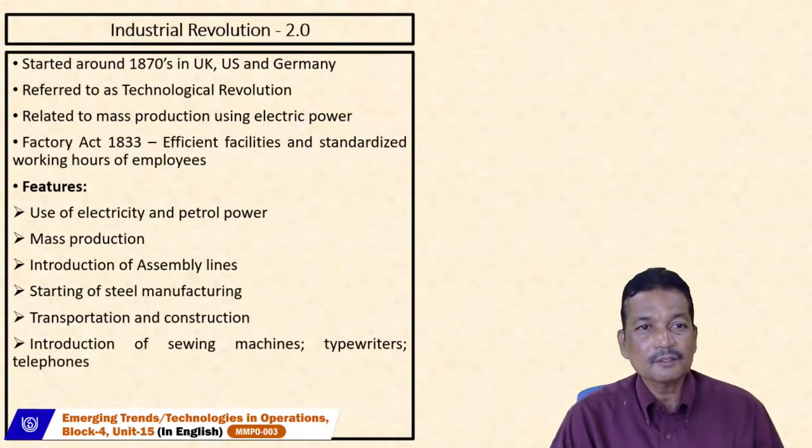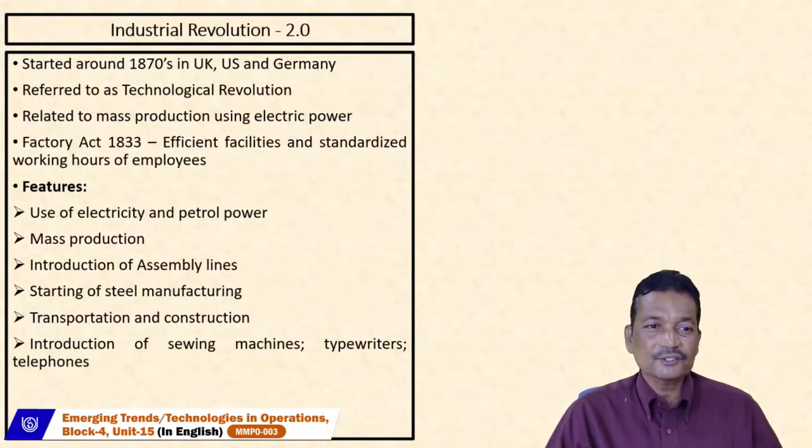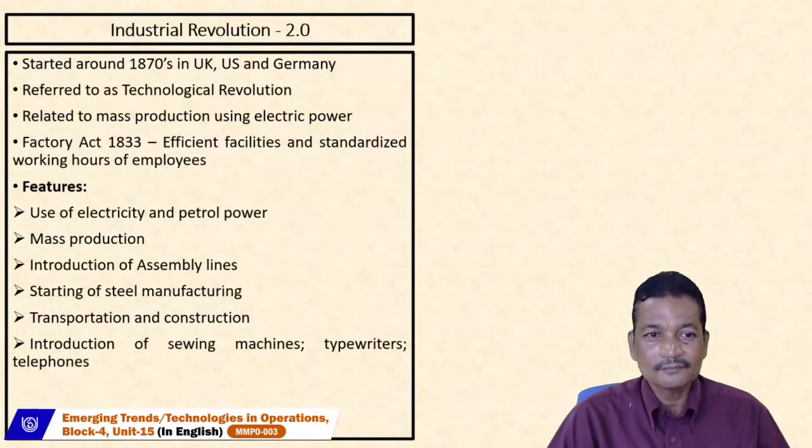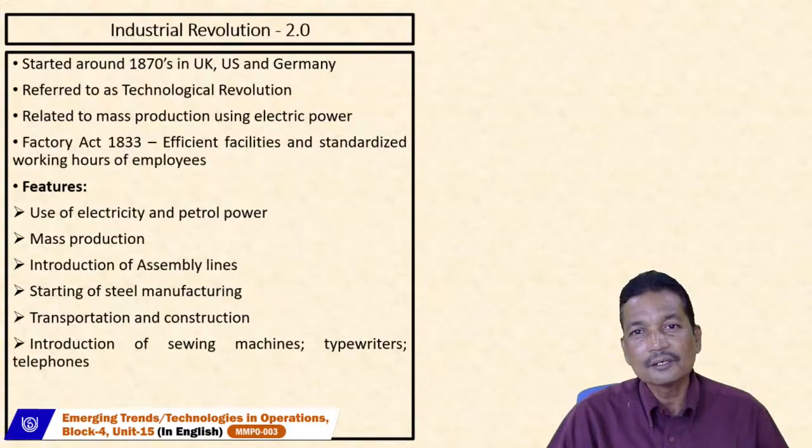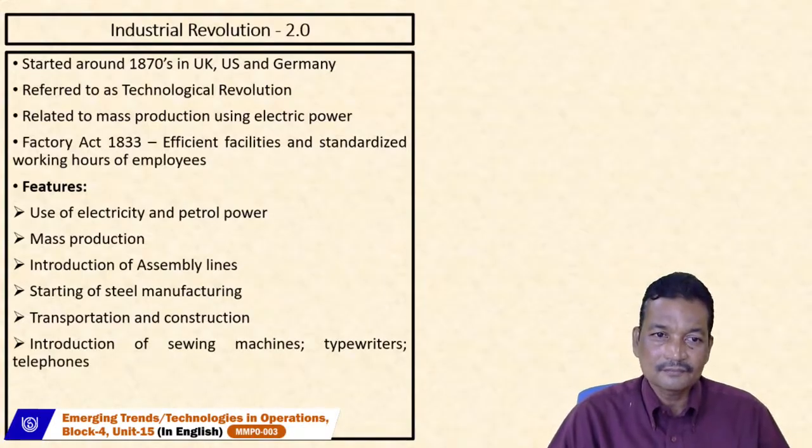Now let us look at some of the features of the Industrial Revolution 2.0. In the first Industrial Revolution, we started using the steam power. But in Industrial Revolution 2, the things changed: instead of steam power, industries started to use electricity and various petroleum power. When I say petroleum power, that means power generated by the diesel or the petrols. Then the focus was on huge volume of production. That means mass production.